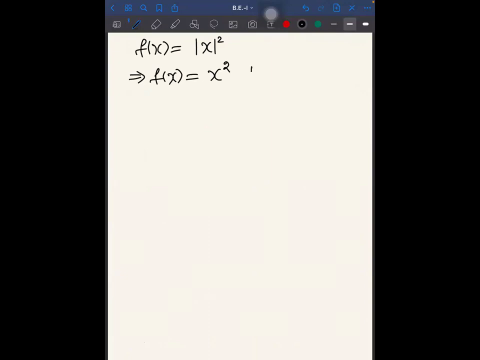So but in real analysis, it is everywhere differentiable.